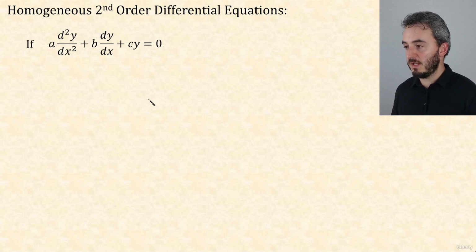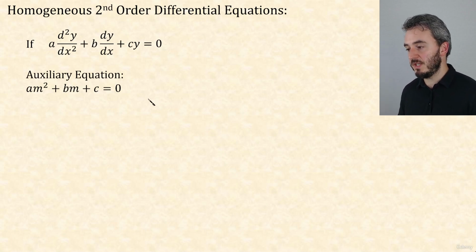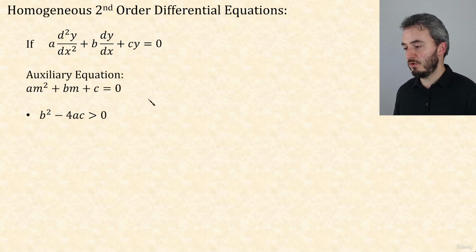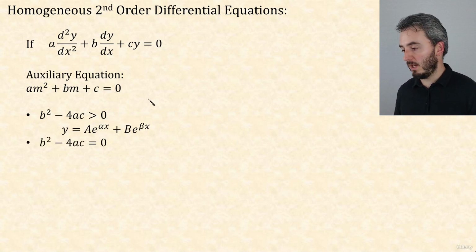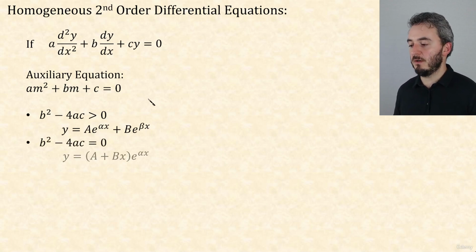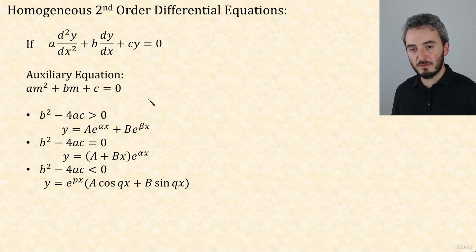So as a reminder, if that's our differential equation, then our auxiliary equation is just am squared plus bm plus c equals 0. We've got our three cases. Two distinct real roots, that's our solution, where alpha and beta are the roots of that auxiliary. Repeated roots with a single solution alpha, that's our solution. And complex roots of the form p plus or minus qi, that's our solution. If you need a reminder, go back a video and have a little check of that.